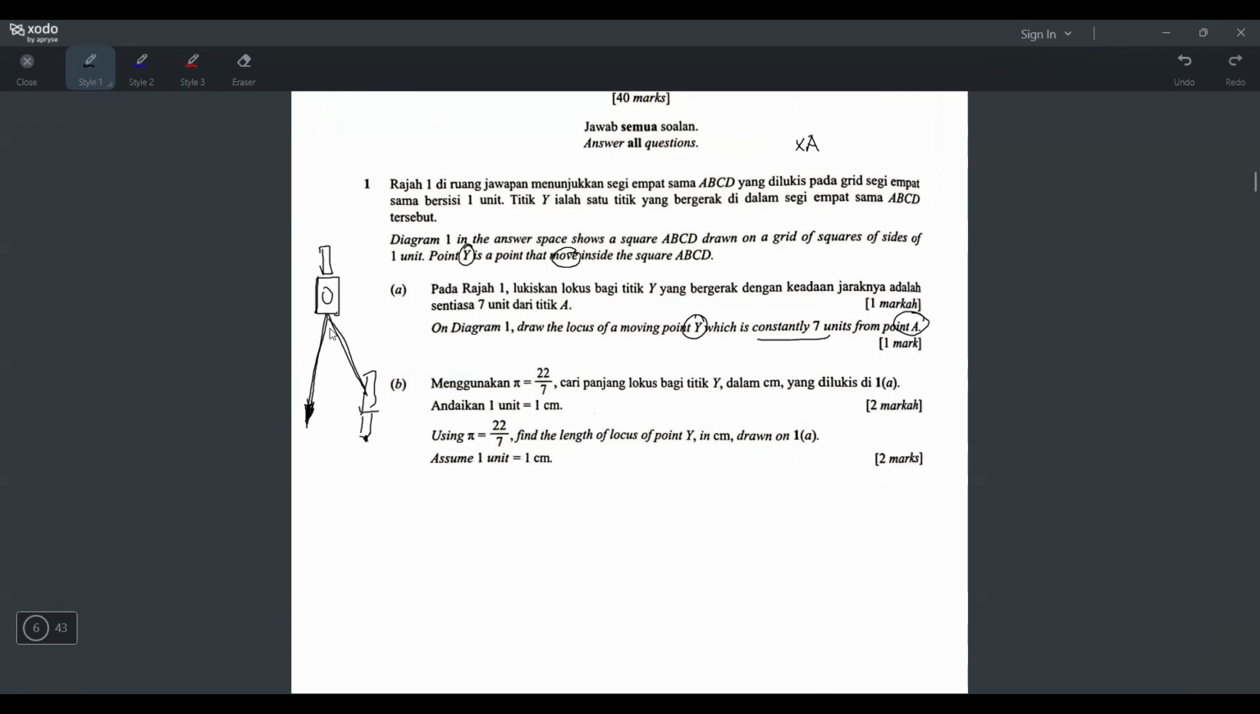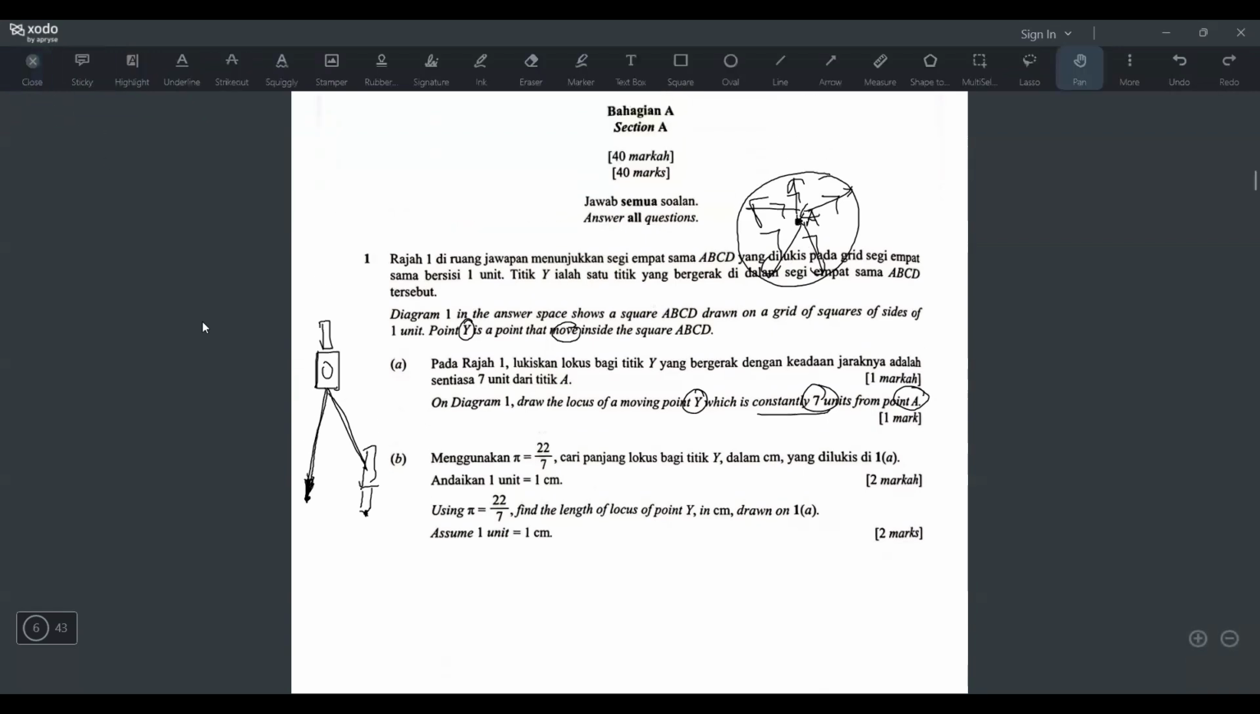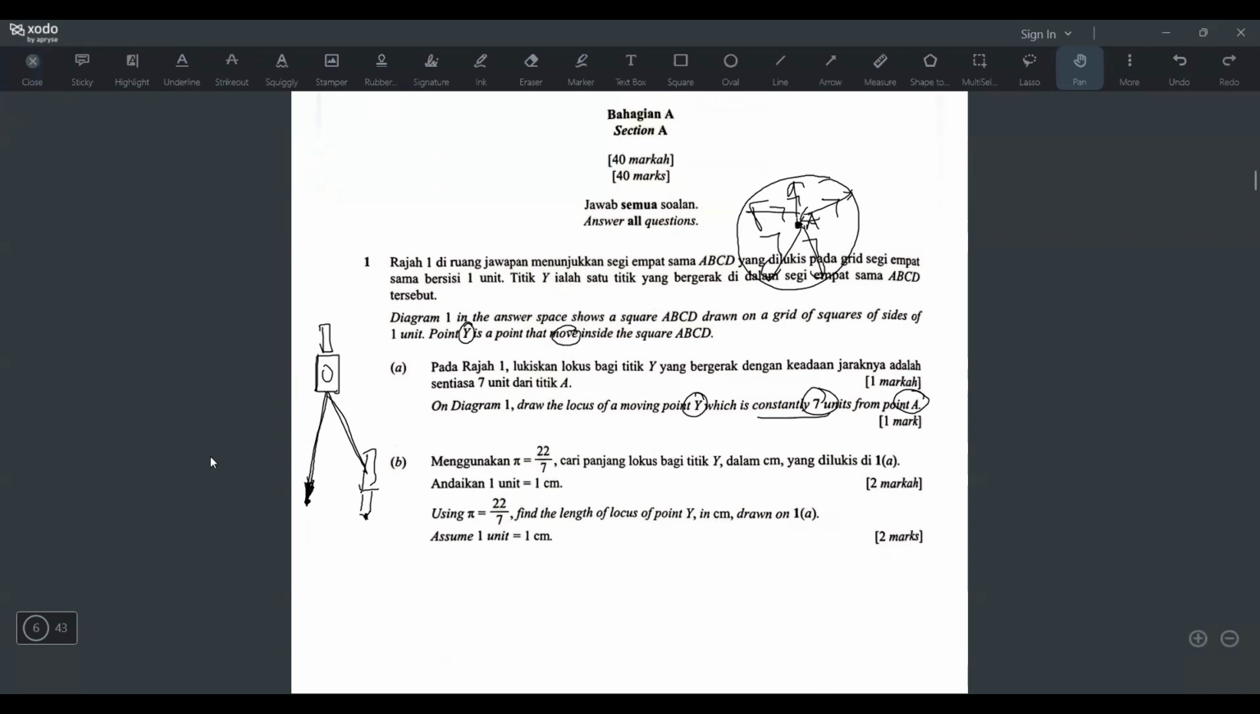What you need to do with this is take the sharp part, poke it at the center, open it to 7 units, and draw a circle. This is what it means when it says point Y has to be constantly 7 units from A. It has to be always 7 units, 7 units, 7 units. But in order to do this, you need a compass. If you don't bring a compass to the exam, they won't accept it. They won't accept it if you don't use a compass. So make sure you buy one and bring it to the exam during SPM.